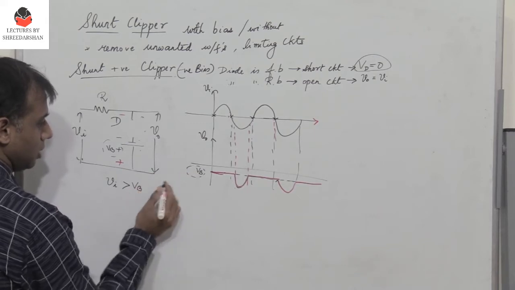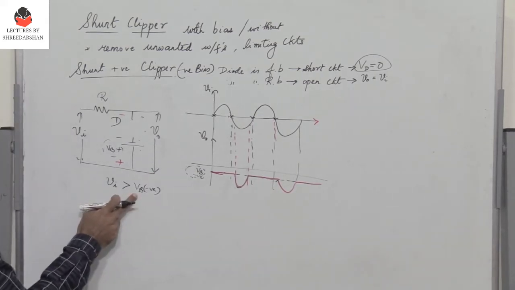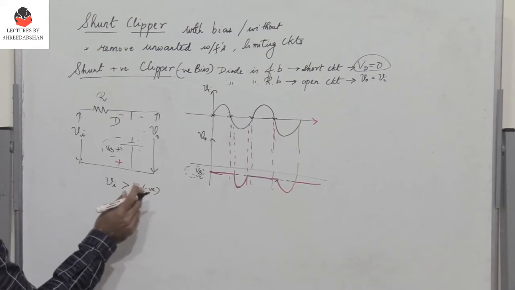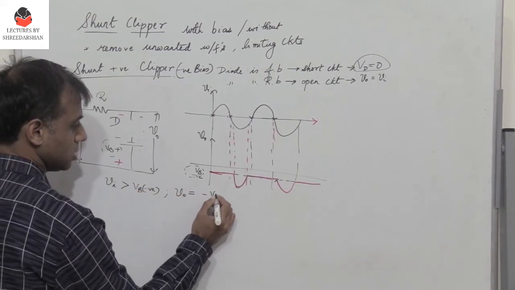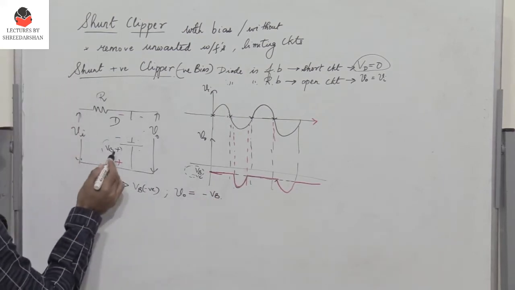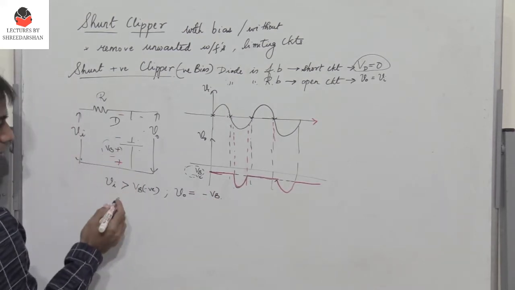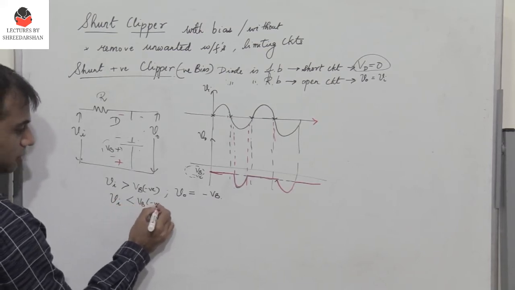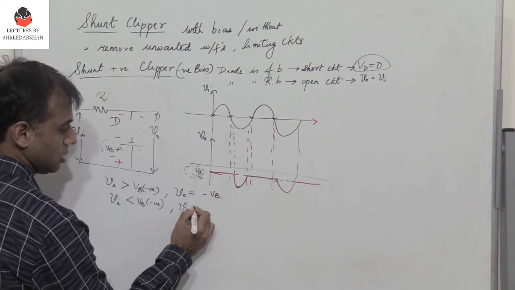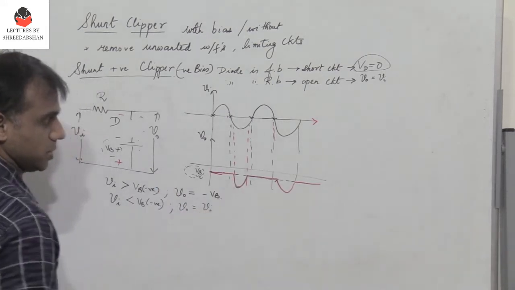So when the input voltage is greater than VB, which is negative, then what happens? The output voltage V0 is equal to minus VB. When the input voltage is less than VB, which is negative, then the output voltage is equal to the input voltage, as we have observed.